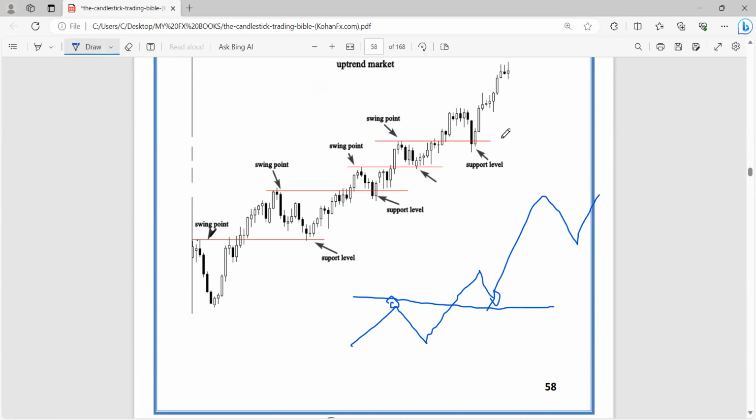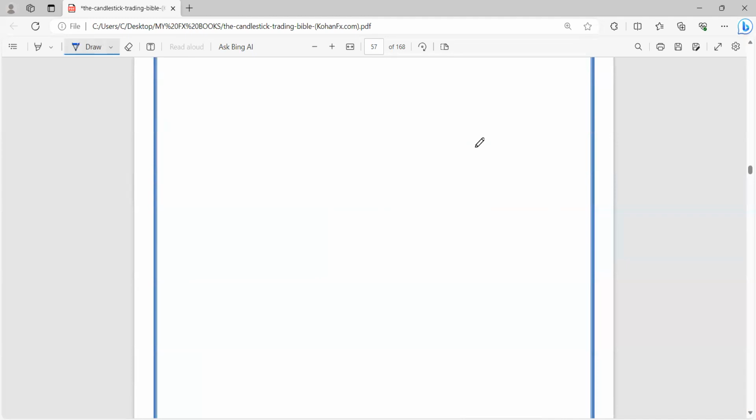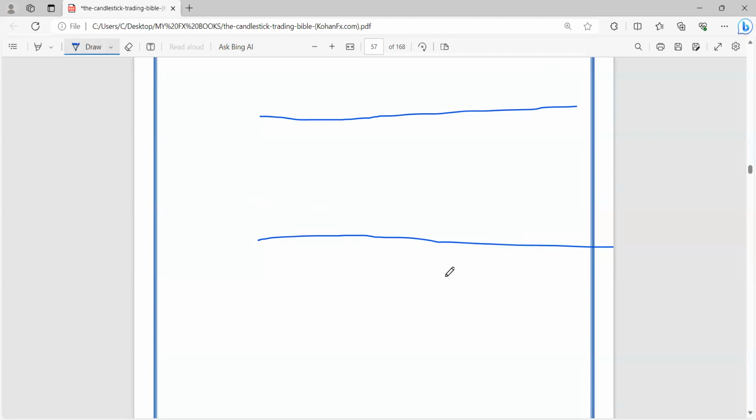So now, before we can even continue, let me explain something else. If, for instance, let's say you have that line, right? And let me put another line here. Okay, yeah. So the bottom line is referred to as support. Then the top line is referred to as resistance.